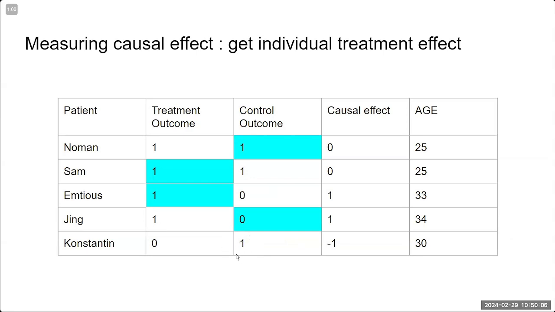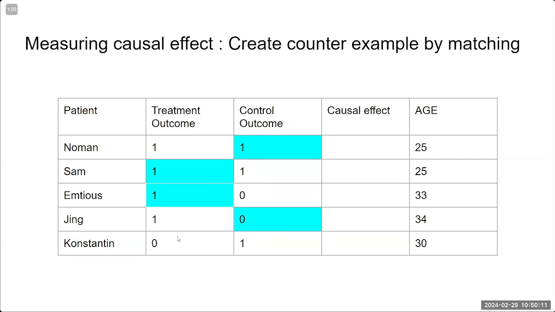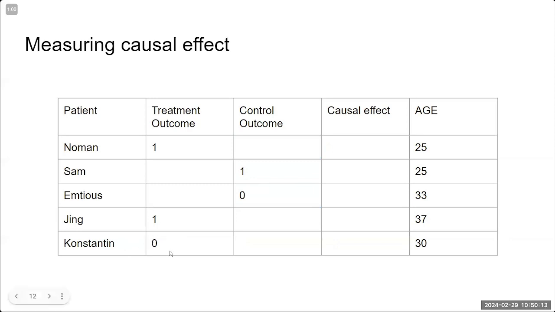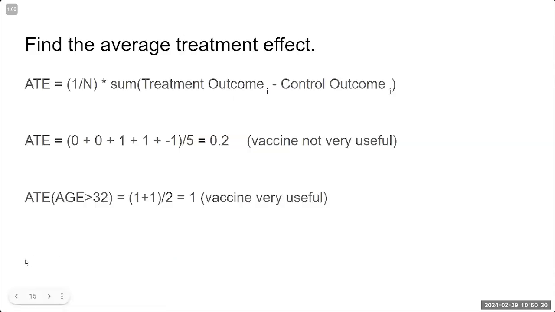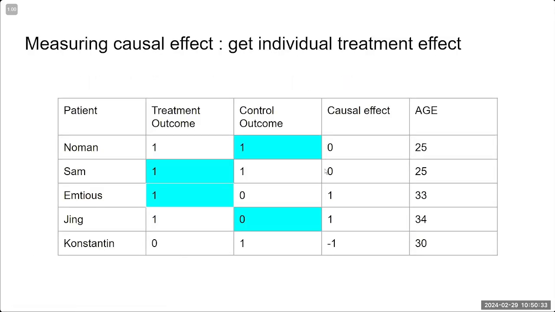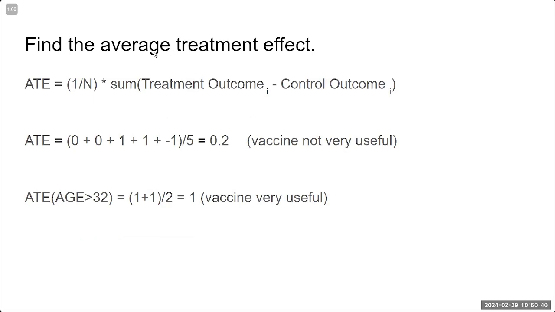And for Konstantin, we can see that we have the opposite outcome of the vaccine. So here it should also be a counter example. Konstantin was not treated even after being given the vaccine. So this is a counter example. So in this case also it is -1. So we can find the causal effect for each of the observations, and after that we can find the average treatment effect.